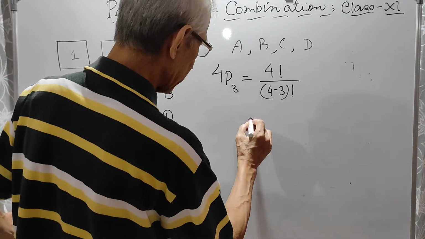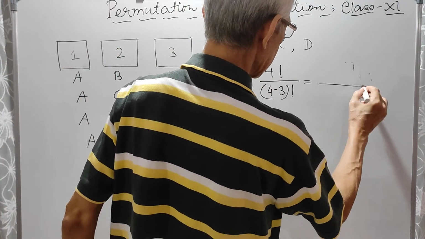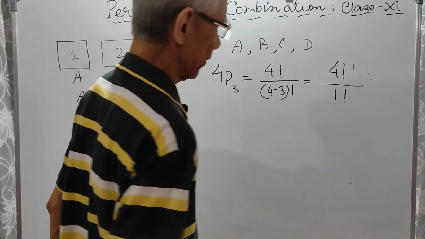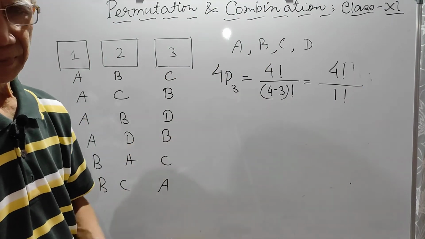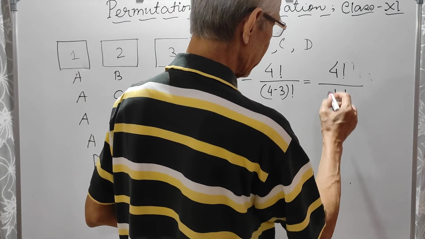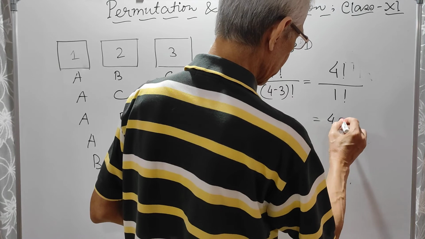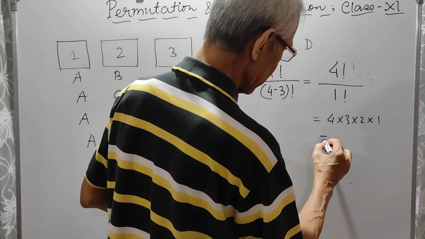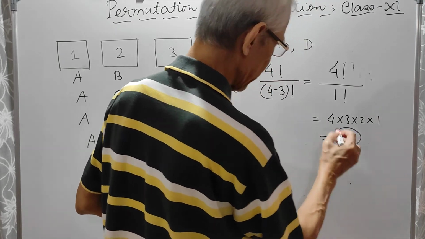So 4 factorial, and this is 4 minus 3, 1 factorial. Now 1 factorial is 1, so this doesn't matter. So 4 factorial is what? 4 into 3 into 2 into 1, isn't it? That means 24. You see, this is the answer.